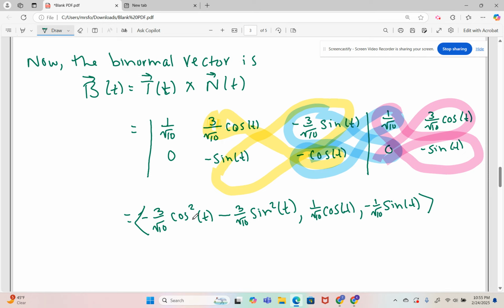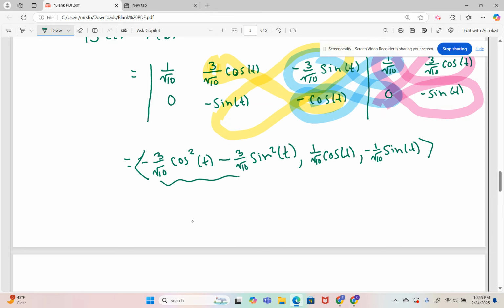Alright, so we can simplify here because they have the cosine squared plus sine squared, which is 1, and then you could take out the negative 3 over square root of 10. So that would just be negative 3 over square root of 10, then 1 over square root of 10 cosine t, and negative 1 over 10 sine t. And so that is your binormal vector. Okay?